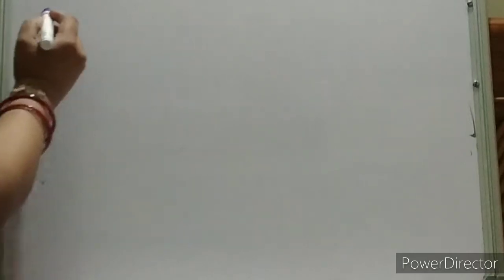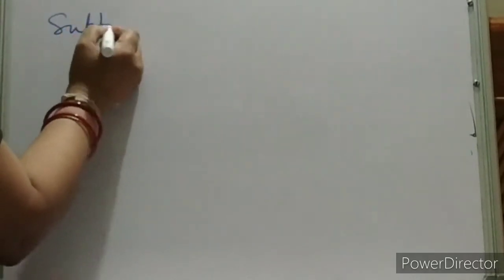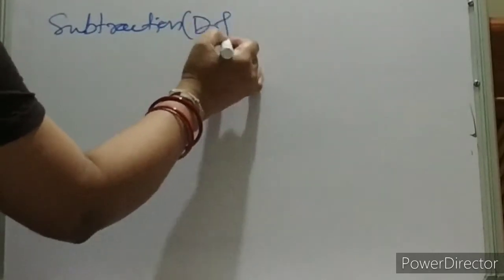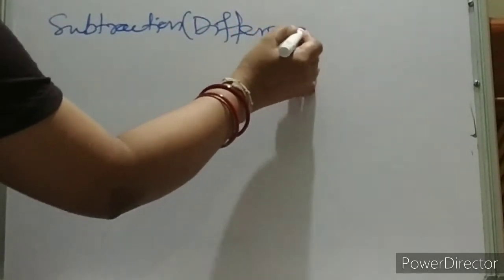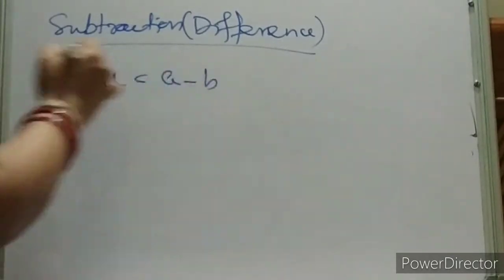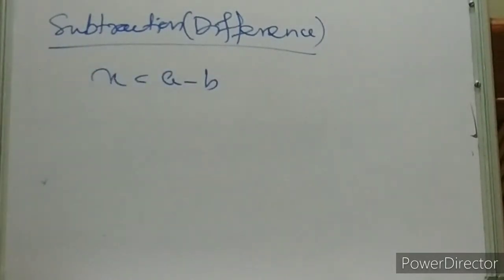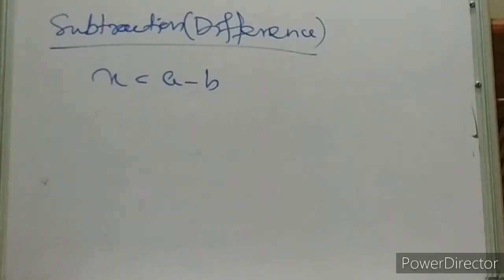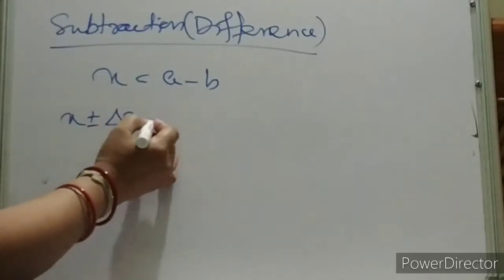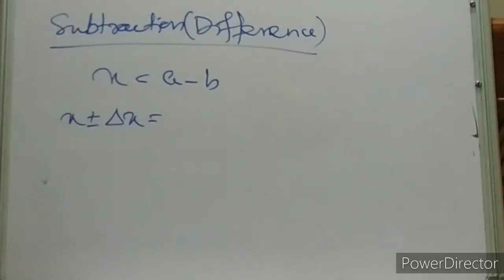Same, suppose subtraction or difference you can write. Let x is equal to a minus b. Okay. Now what is the error? Error will be again delta a plus delta b, as I have already told you. Let us visualize this. So x plus minus delta x. This is the error in x.